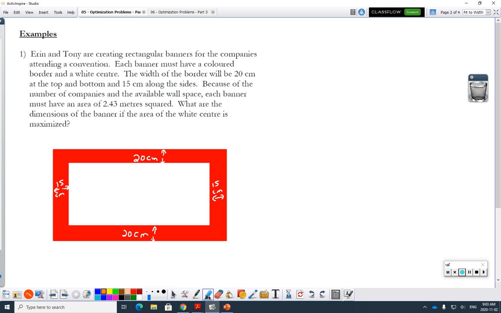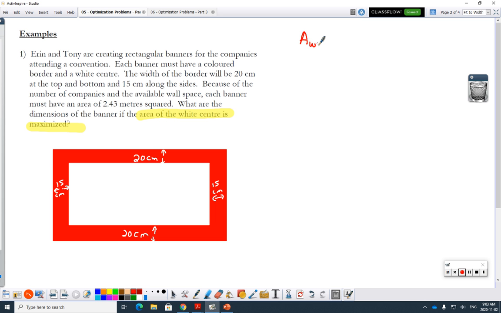And so I'm going to get out my yellow highlighter here, and I'm going to scan through. I'm going to read this again the way you should read word problems in calculus. Aaron and Tony, creating, okay, each banner must have a colored, okay, width 20, whatever. Oh, area of the white center is maximized. That's the important sentence. And hopefully as I do this next part, you're like, oh yeah, this is coming back to me now.